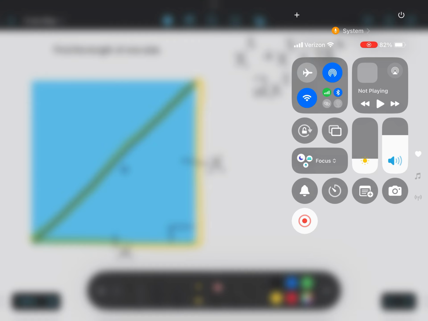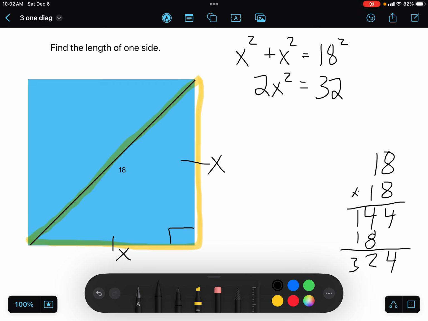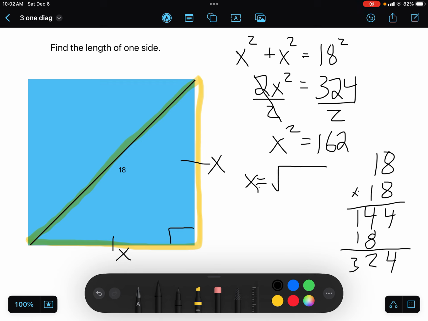And, oops, excuse me. 18 times 18. 8 times 8 is 64. That's 144. 1 times 8 is 8. There we go. 324. And we'll divide both sides by 2. That's going to give us 162. Whoop! Those cancel. X squared. So x is going to be the square root of 162.